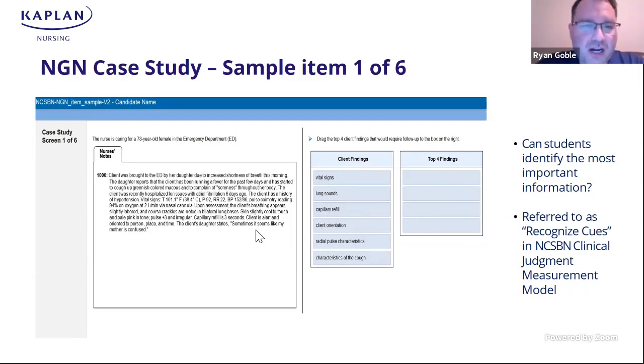So here's a drag and drop, and as you can see, they're only looking for the top 4 findings, so there will be 2 answer choices that will not be dragged over to that column. With this question, can students identify the most important information? This is referred to as recognize cues in NCSBN's clinical judgment measurement model.